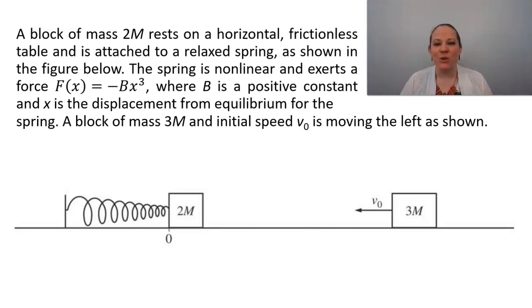A block of mass 2m rests on a horizontal frictionless table and is attached to a relaxed spring as shown in the figure below. The spring is nonlinear and exerts a force F of x equals negative b times x cubed, where b is a positive constant and x is the displacement from equilibrium for the spring. A block of mass 3m and initial speed v0 is moving to the left as shown.